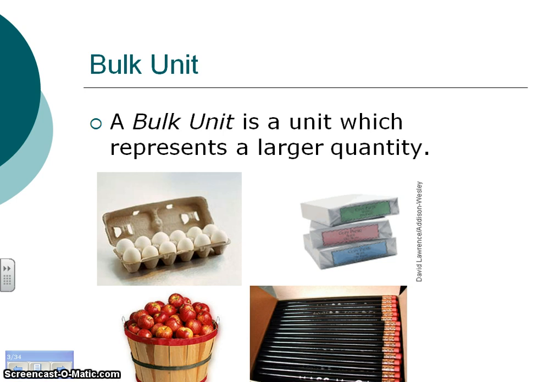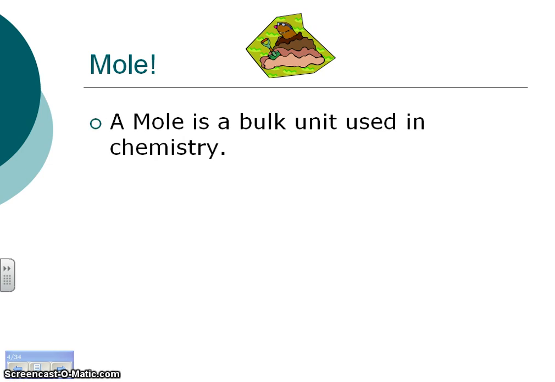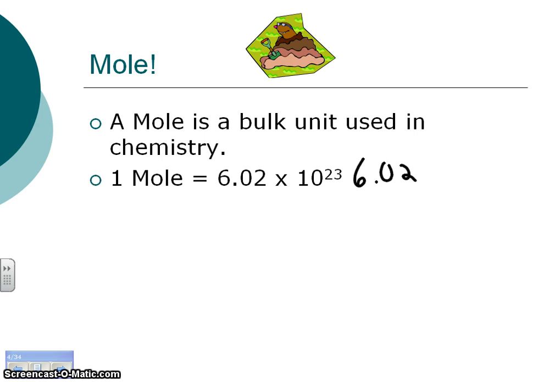Well, in chemistry, a bulk unit that we use that we know is associated with a certain amount is called a mole. Now, a mole is equal to 6.02 times 10 to the 23rd. Alright, this is a very large number. The way we enter that number into our calculators would be 6.02 EE or EXP and then 23.